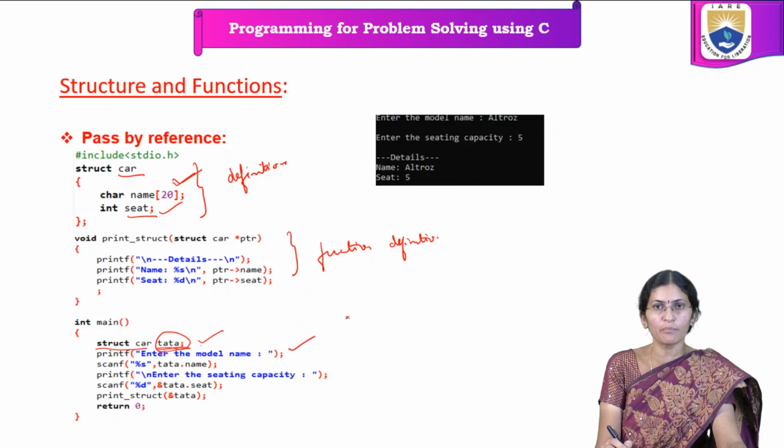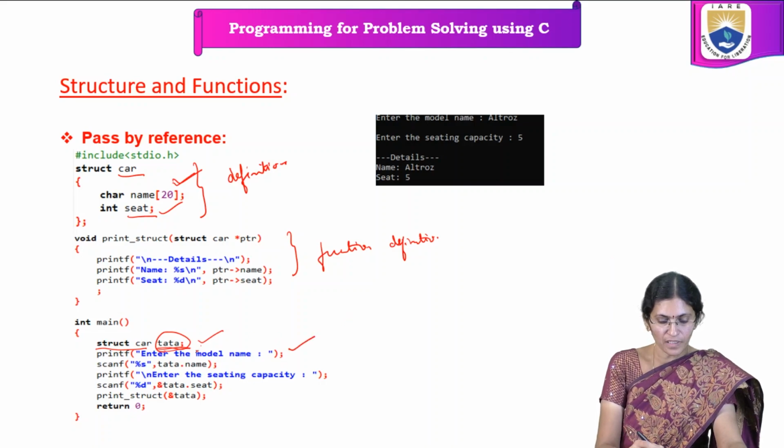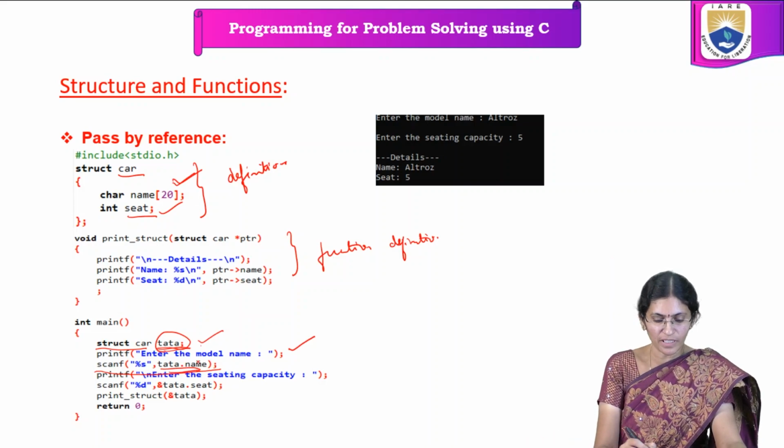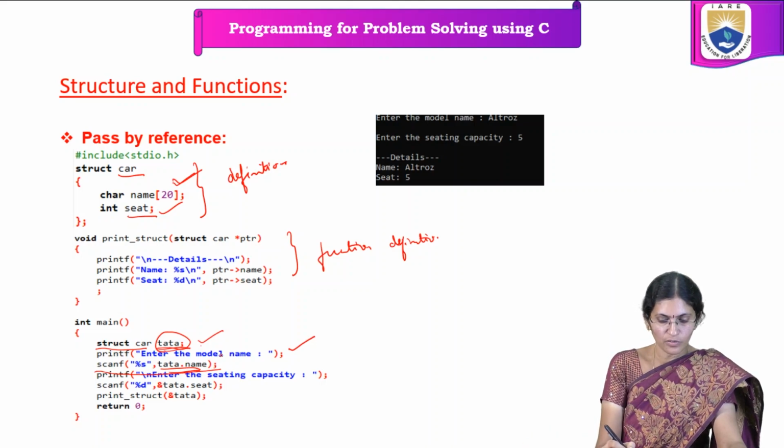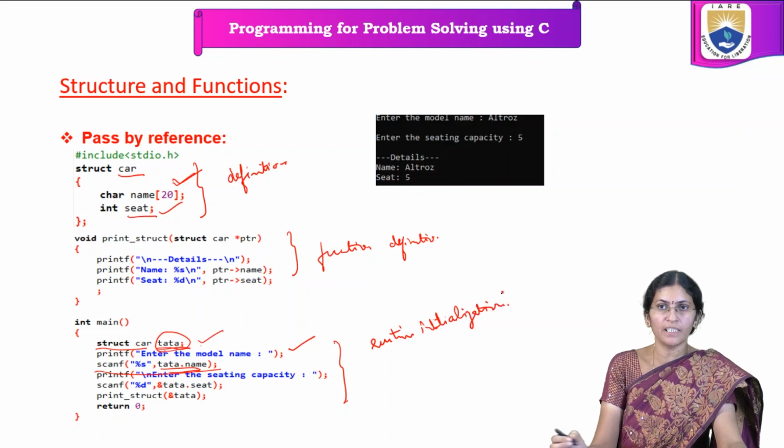Then the program will prompt the user to enter the model name. By means of the scanf function, the user can enter the model name, which is received by the variable data.name. This method of initialization is called runtime initialization. So we have seen two methods of initialization, runtime and compile time initialization. This is runtime initialization. Next, to enter the seating capacity.